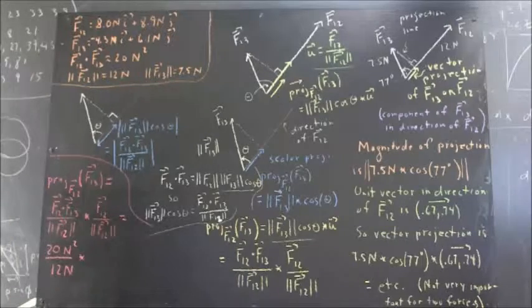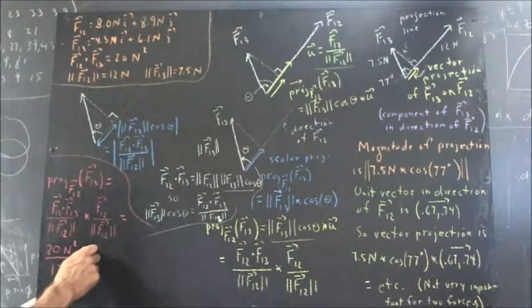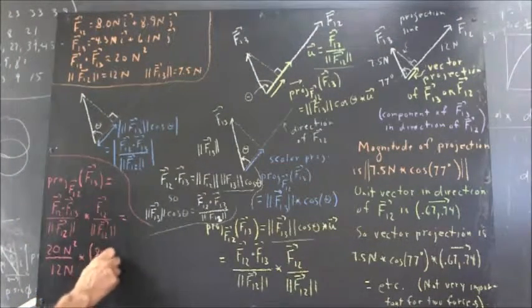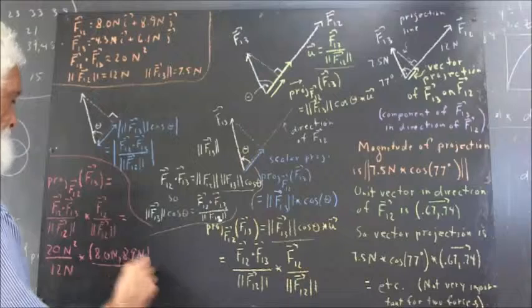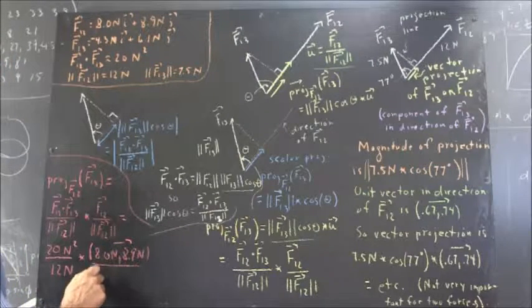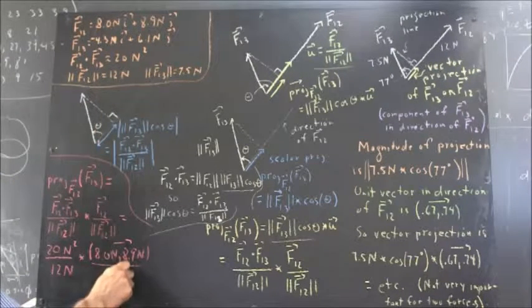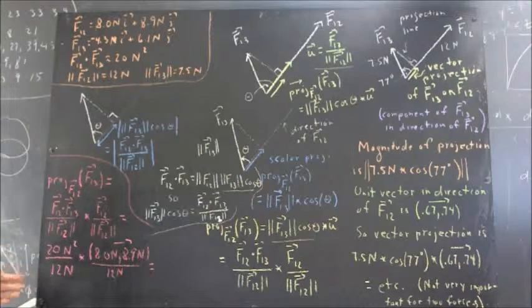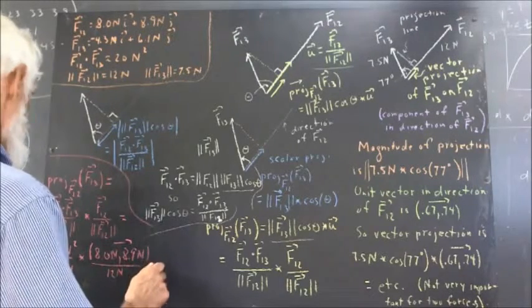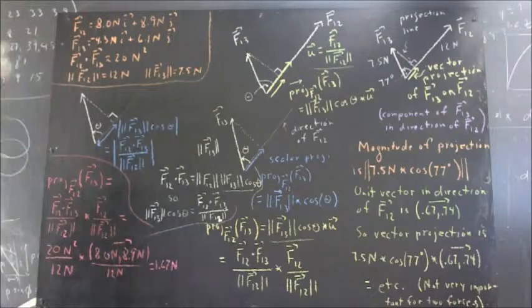And that's going to be multiplied by the F12 vector over F12. I've actually calculated that over here. I guess I'm going to go ahead and write it out in this form: 8.0 newtons, 8.9 newtons, vector over the magnitude of the vector, and the magnitude of the F12 vector is again 12 newtons. And that gives us 20 newtons squared over 12 newtons is 1 2/3, 1.67 approximately. And that's going to be 1.67 newtons.